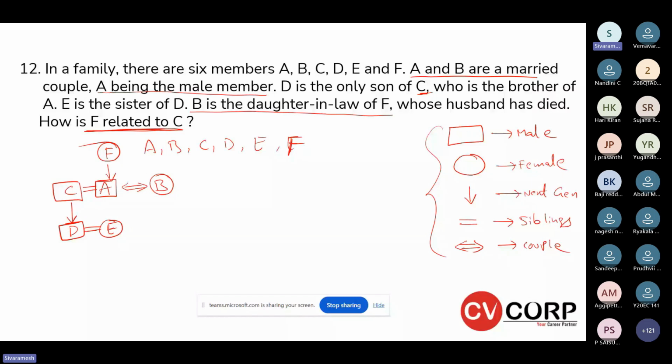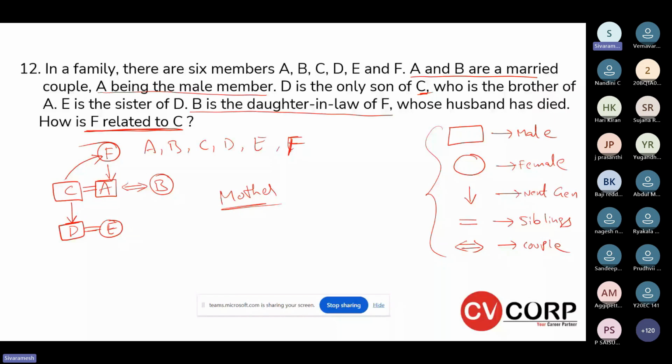How is F related to C? Obviously A is son of F. A and C both are brothers, so F is related to C as a mother. She is the mother of A and also the mother of C, because A and C are brothers. So the correct answer will be mother. By using these symbols, we can avoid these kinds of confusions to the maximum. Okay, clear?